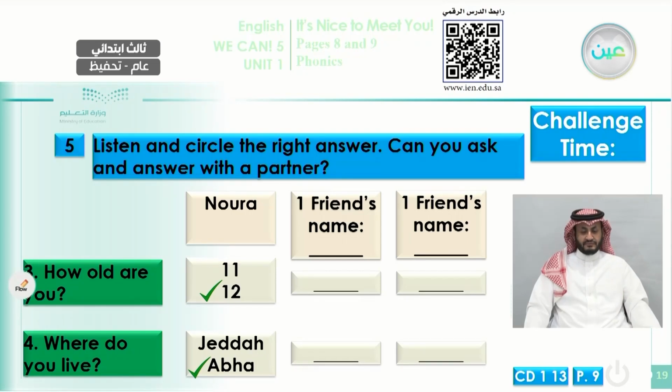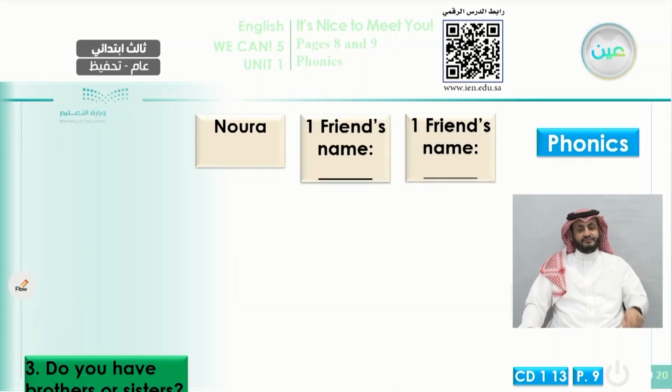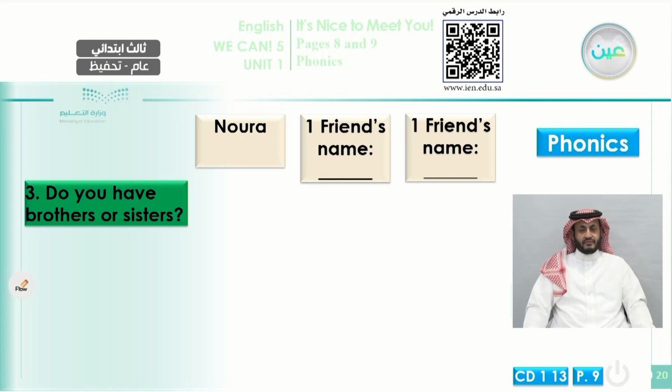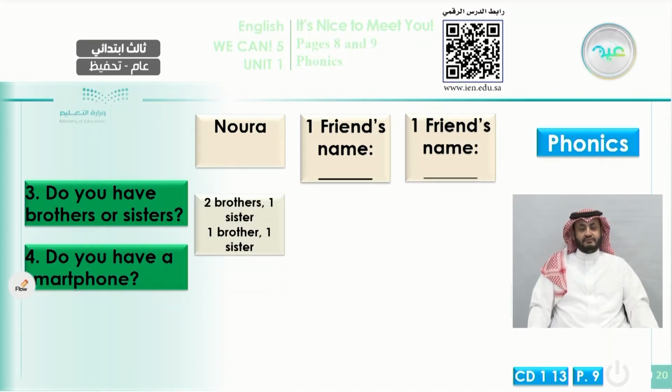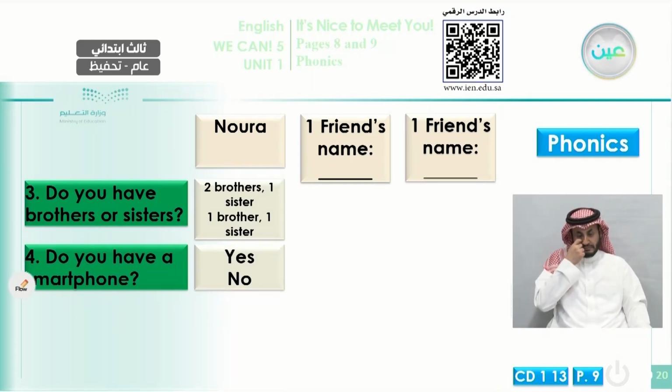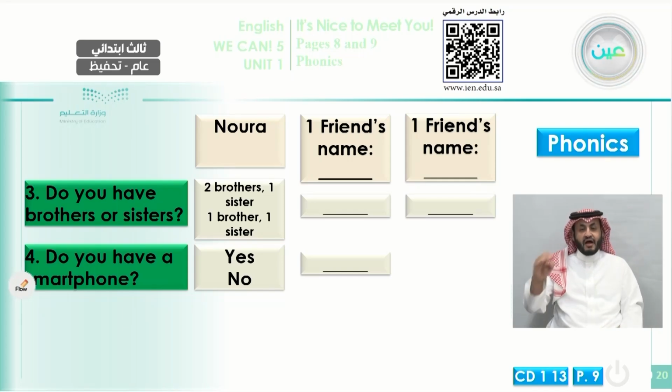Okay, so how old is Noura? She is 12. And where does she live? She lives in Abha. Okay, there are some other questions, and later on you will try asking the same questions to your friend. Do you have brothers or sisters? Do you think Noura has brothers or sisters? We'll find out in a while. Do you have a smartphone? Does Noura have a smartphone? You will find out also now. Okay, and these are the two possible answers for that. Let's listen and find out if Noura has brothers or sisters, and if Noura has a smartphone or not. Okay, let's listen.